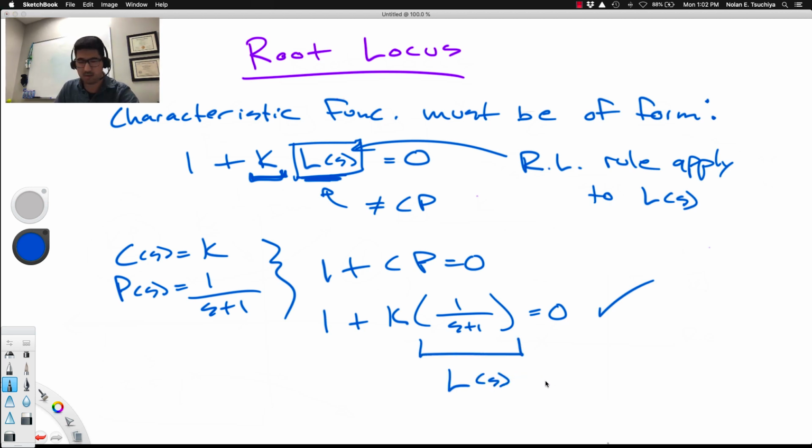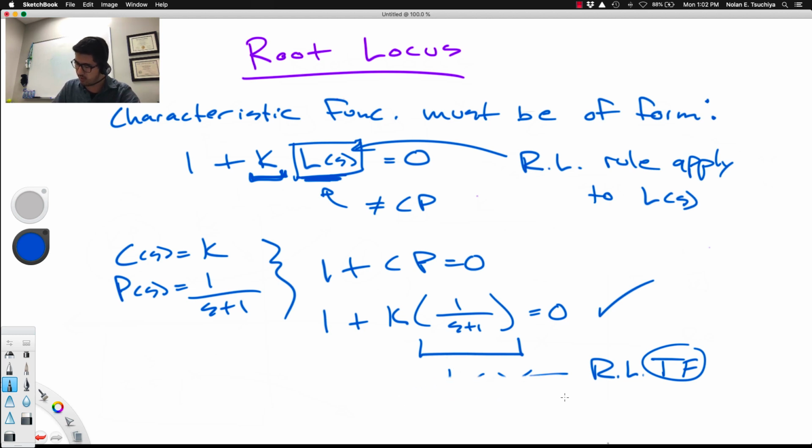It's not equal to the open loop transfer function as it has been in the past. So this is sort of a special root locus transfer function. And this L of s is the transfer function that we are going to apply the root locus rules for.